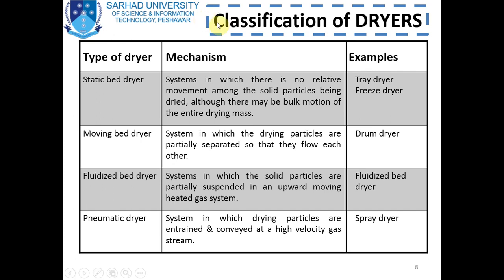Well, the second class of dryers is termed the moving bed dryer. As the name indicates, in this system the drying particles are partially separated so that they flow over each other. An example is the drum dryer, one example of the moving bed dryer class. The third one is the fluidized bed dryer, a system in which the solid particles are partially suspended, a state termed the fluidized state, in an upward moving heated gas stream. This is high velocity hot air that partially suspends the solid particles. The example of this system is the fluidized bed dryer.